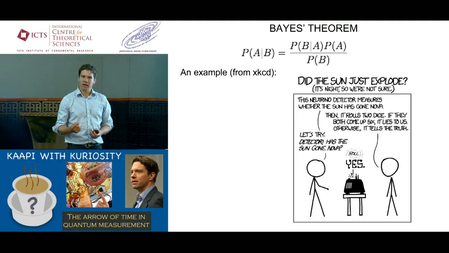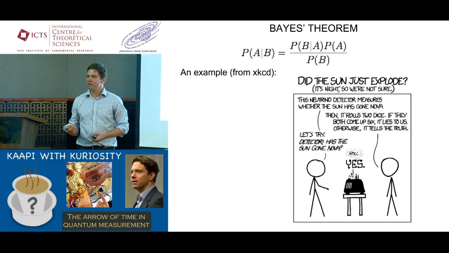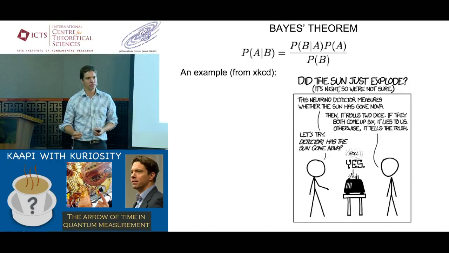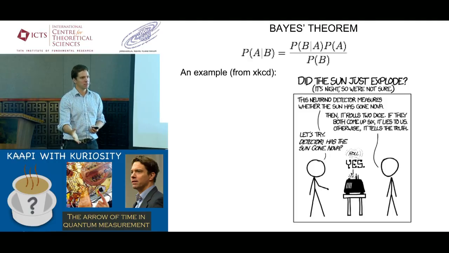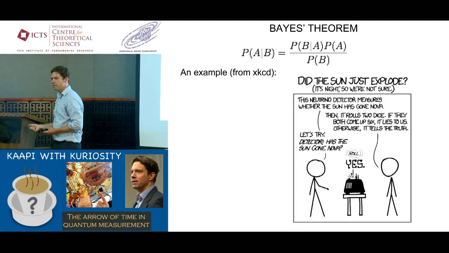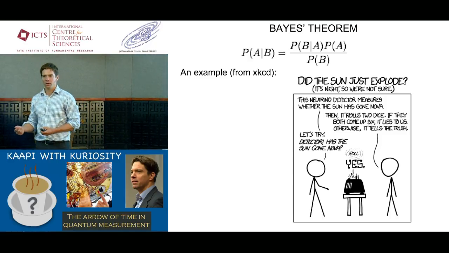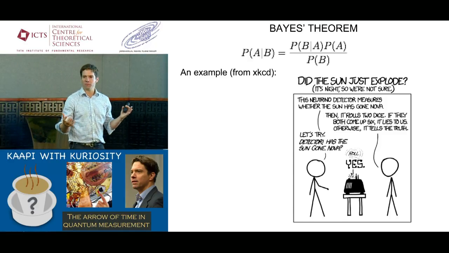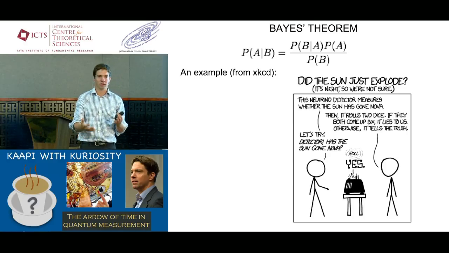But it's a tricky detector, because once it decides if the sun has gone supernova or not, it rolls 2 dice. And if they both come up 6s, it lies to us. Otherwise, it tells the truth, okay? So it measures something, it rolls the dice, it gets a 5 and a 4, it tells the truth.